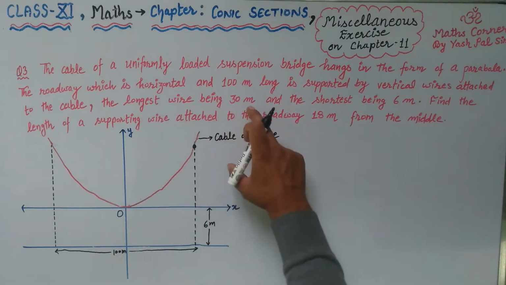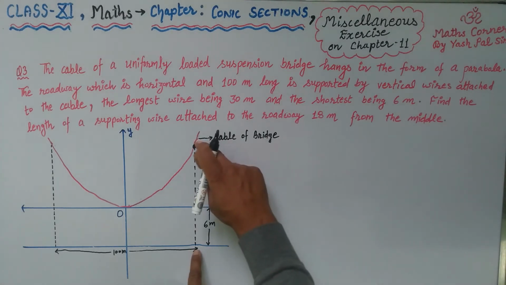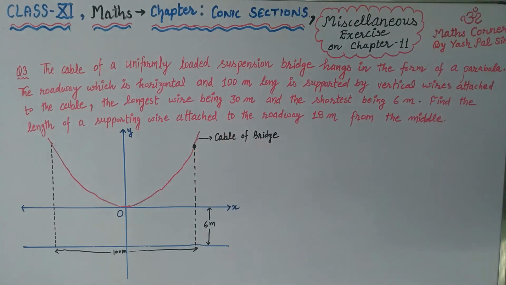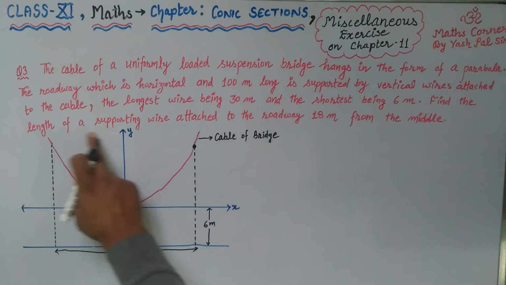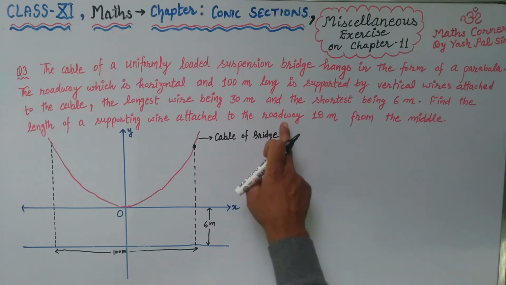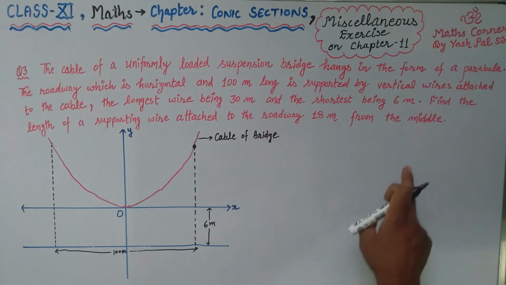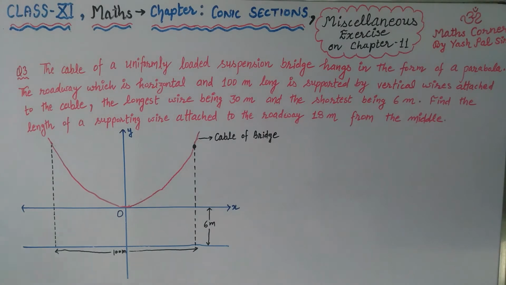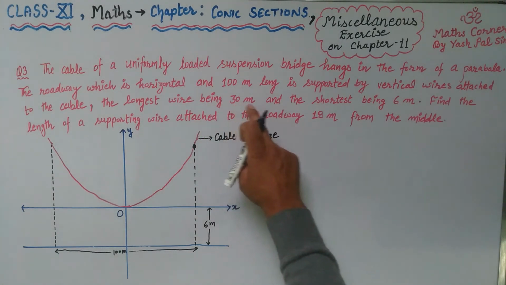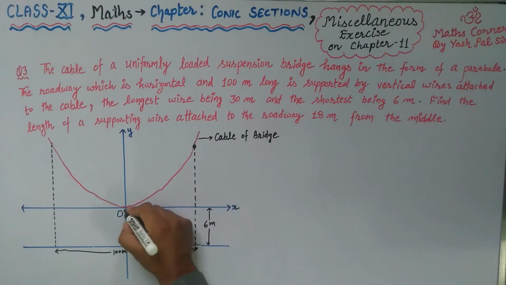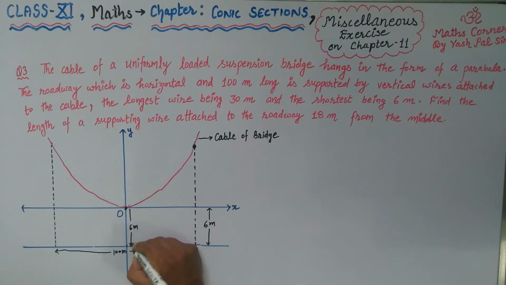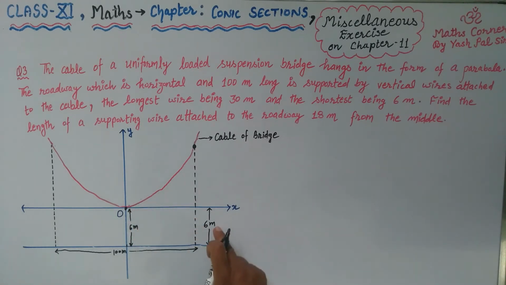The longest wire is 30 meter. From this point to this point, the long wire length is 30 meter. Okay, and the shortest is 6 meters. Find the length of the supporting wire attached to the roadway 18 meter from the middle. As the longest wire is 30 meter from this to this, and the shortest is 6 meter, from this to this. This is the 6 meter wire, the shortest wire. So we have written here 6 meter.